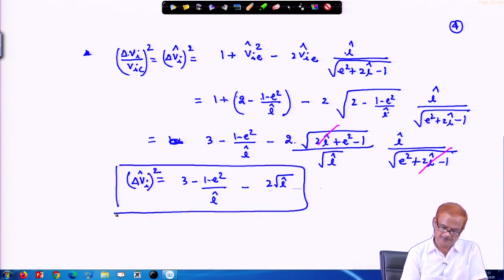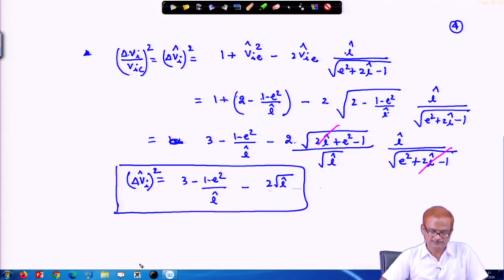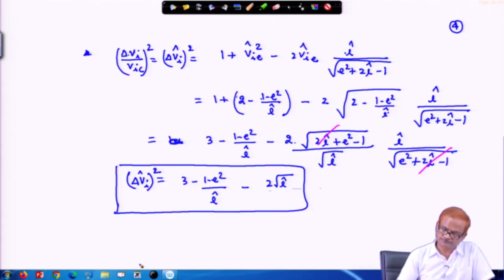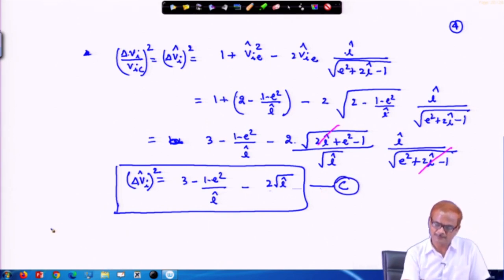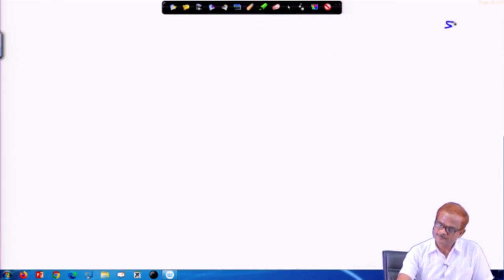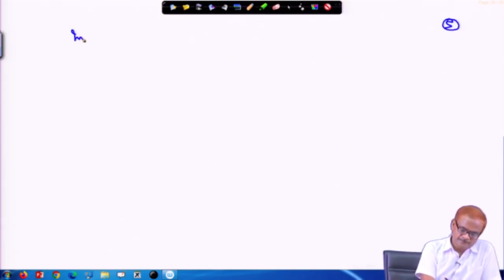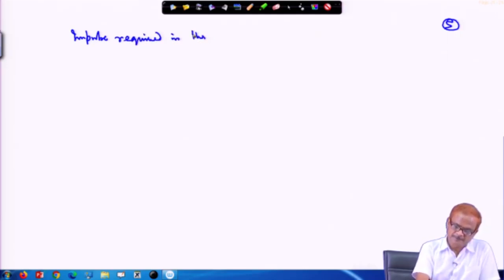So, this is the impulse required in the non dimensional format, the impulse required at the initial point or in the initial orbit. Similarly, we can find out the impulse required in the final orbit.